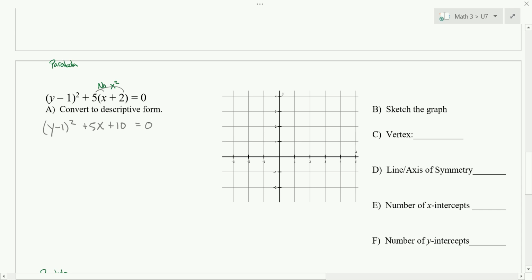Okay. The reason I'm doing this is I know I need to solve for x, because x is the one that's not squared. I need to get x by itself. So I want this 5x right here to be on the other side. I want to get that x isolated by itself. So I'm going to subtract 5x from both sides, and I end up with y minus 1 squared plus 10 is negative 5 times x.